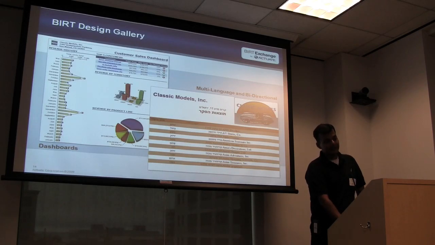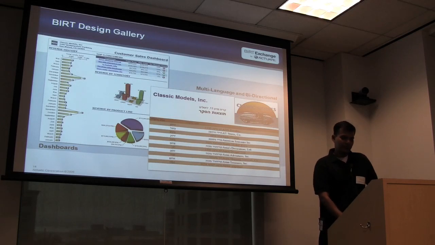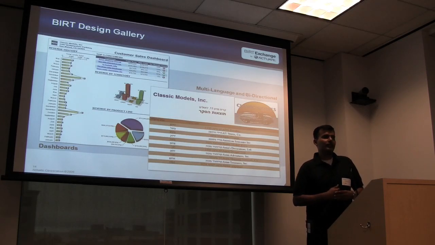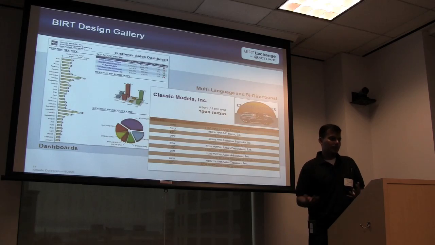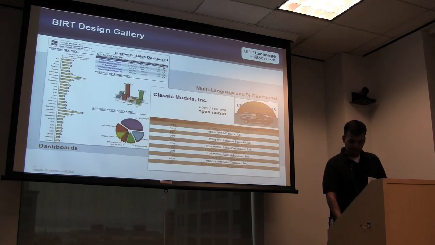On the right-hand side is an interesting report. It's a multi-language and bi-directional report. So for example, let's say you have a need for displaying data in Arabic, where the text flows from right to left. In BIRT, you can easily combine that data. You can put that data in a report, and additionally, you can merge that data with your English data. So you can have some components flowing from left to right and some components flowing from right to left. You can merge both those bidirectional data in your one report.